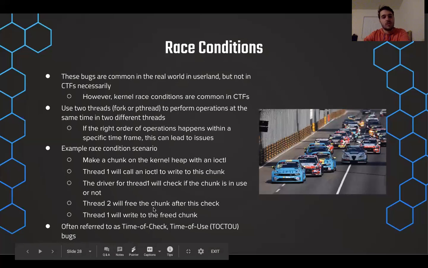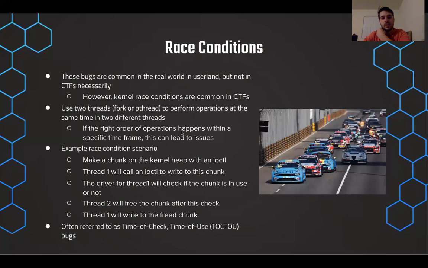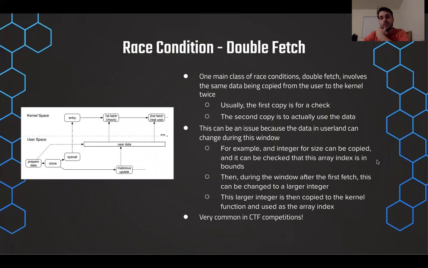And that small little window leads to a lot of bugs, especially in the real world. Usually they're called time of check, time of use bugs, where it does a check and then it uses it, but that check is no longer satisfied by the time that the data is used. And that's pretty popular. Here's one example that's pretty common. It's called a double fetch. Basically, this is probably the most common class of race conditions, I would believe.